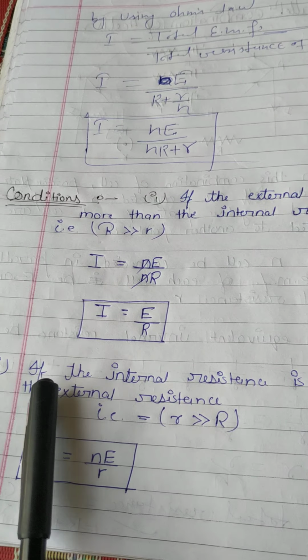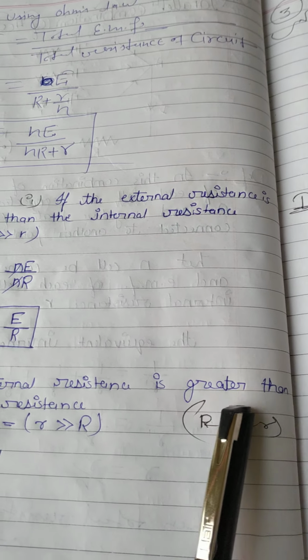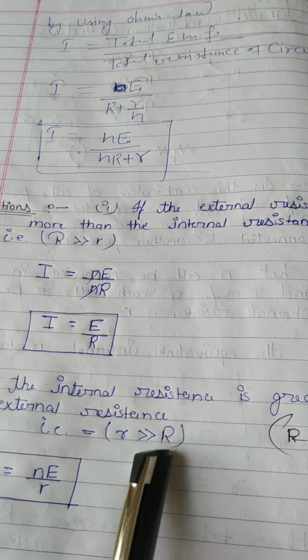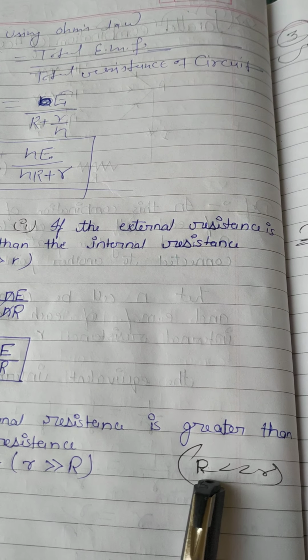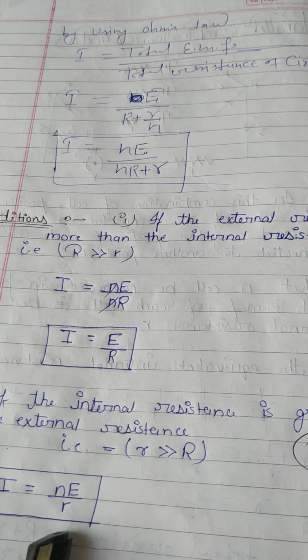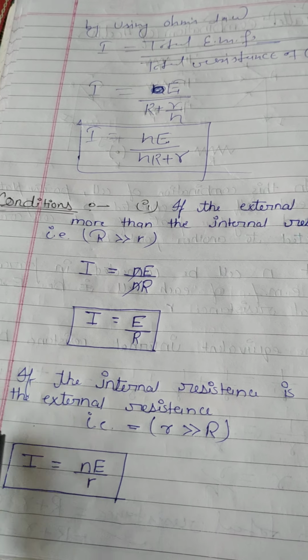Second case: if the internal resistance is greater than the external resistance, small r is greater than capital R, that is capital R is less than small r, then I equals nE upon r. Thank you.